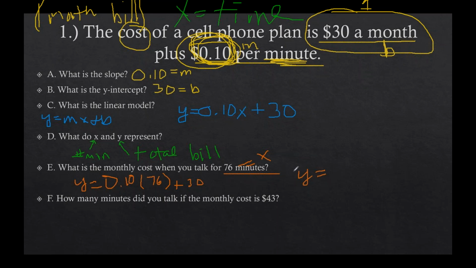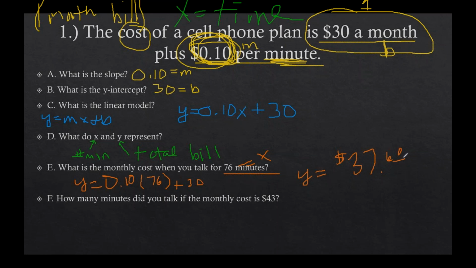And we have 37.60. And this right here is the whole purpose of linear models, to be able to predict all kinds of different pieces. So sometimes you can predict that way. If I talk for 76 minutes, it's going to cost me $37.60. Or you can go the other way. My bill was $43. How many minutes did I talk?